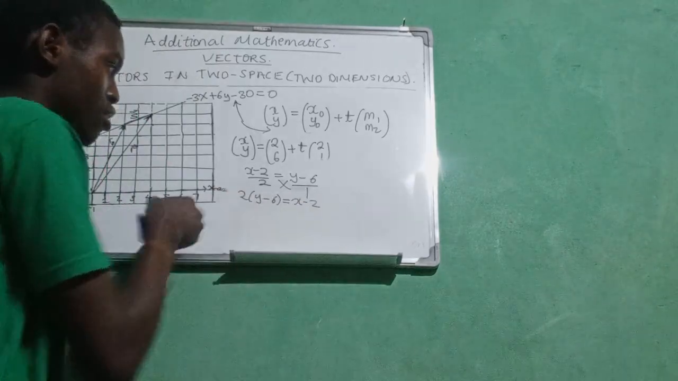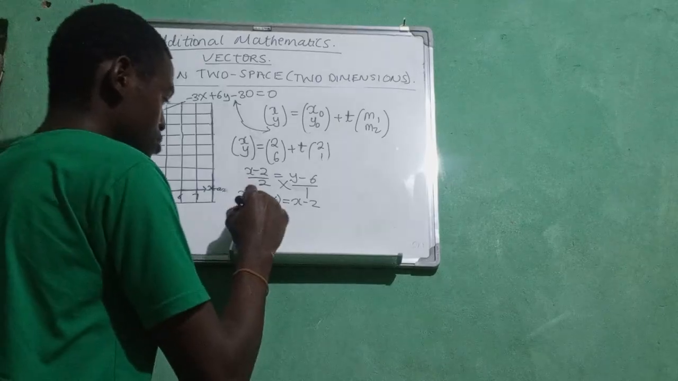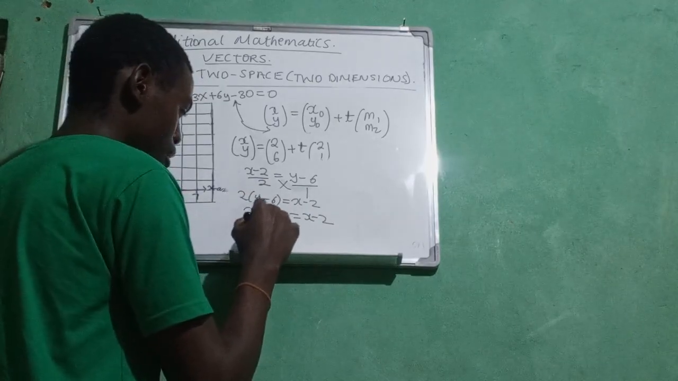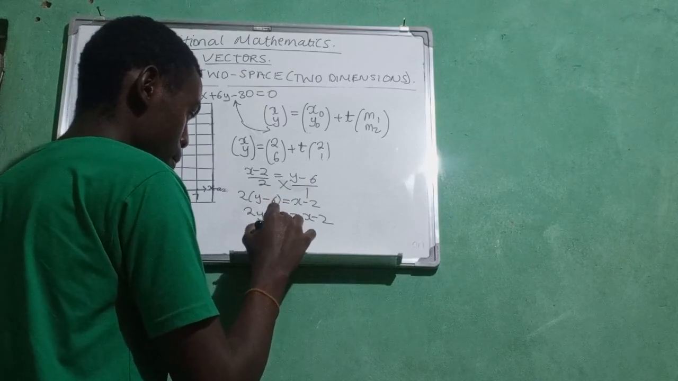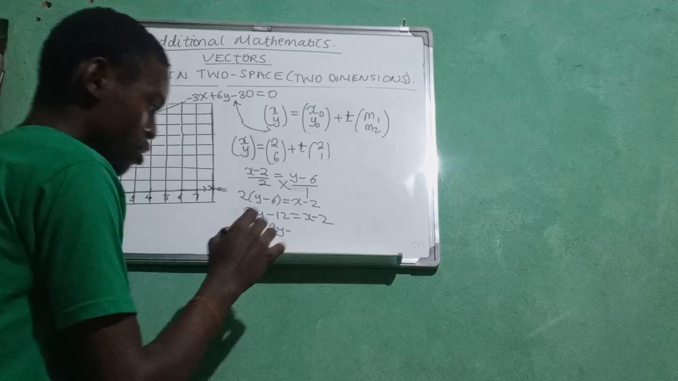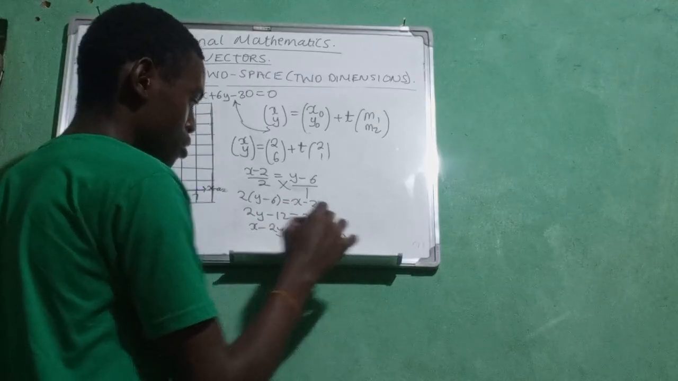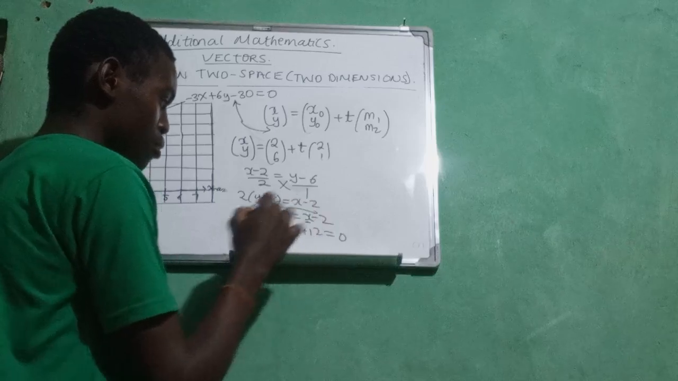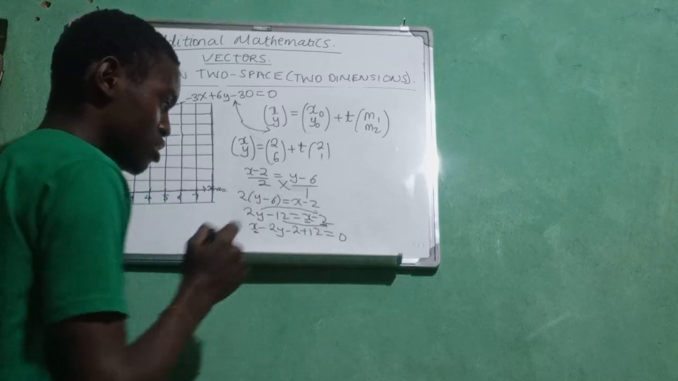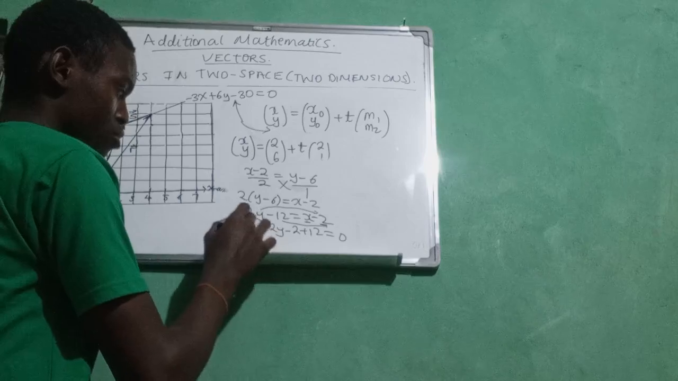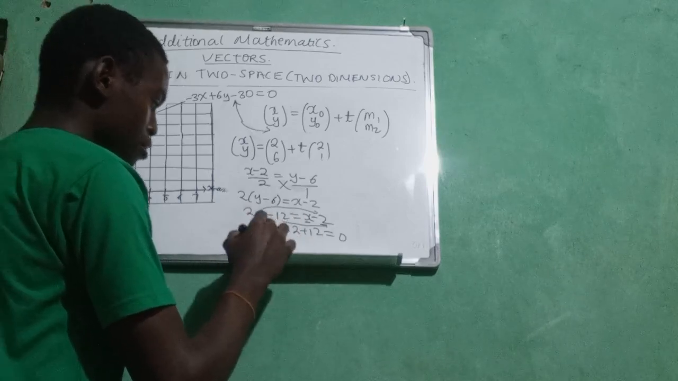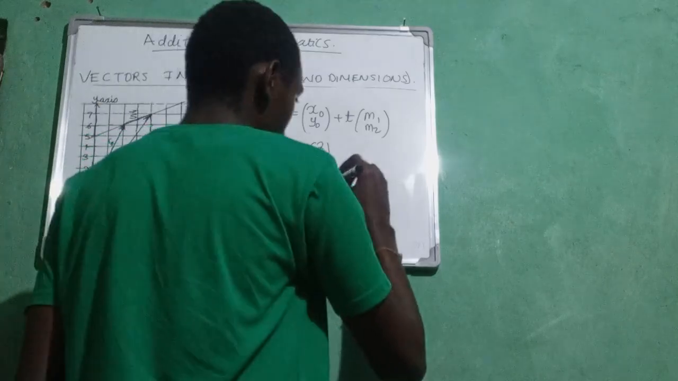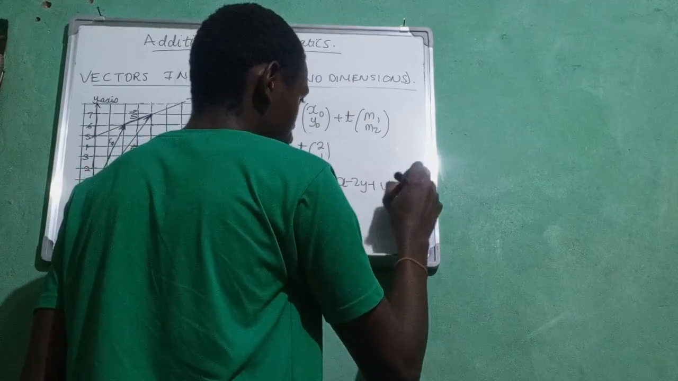Alright, we expand: 2y - 12 = x - 2. Then it will be x - 2y - 2 + 12 = 0. So what are we doing? This x is positive, so I left it there. This 2y went that side of the equation, and this 12 also went that side, hence the negative sign. It was positive, it became negative; negative became positive. x - 2y + 10 = 0. So x - 2y + 10 = 0.